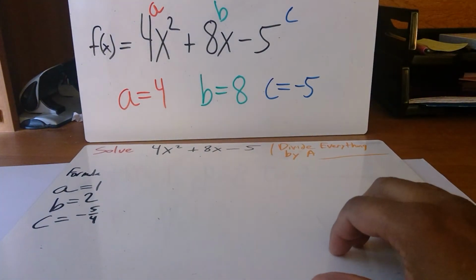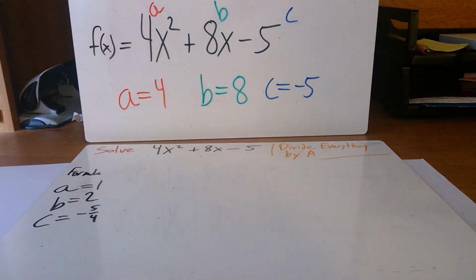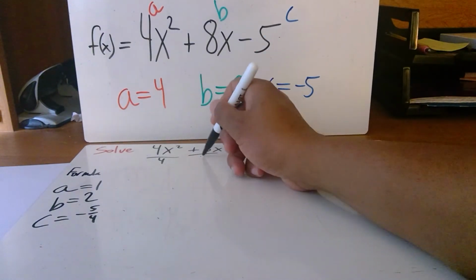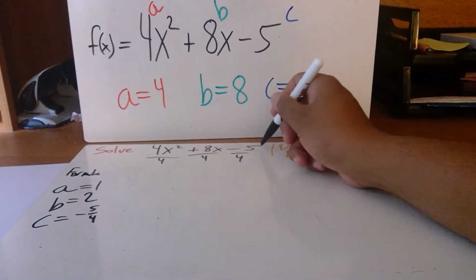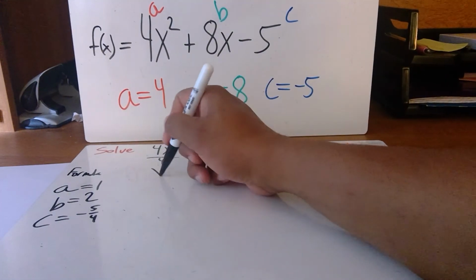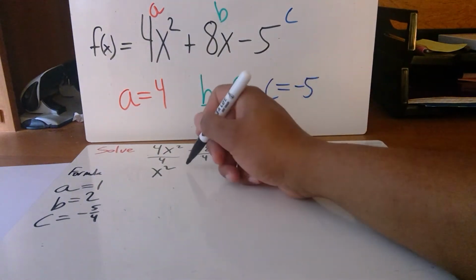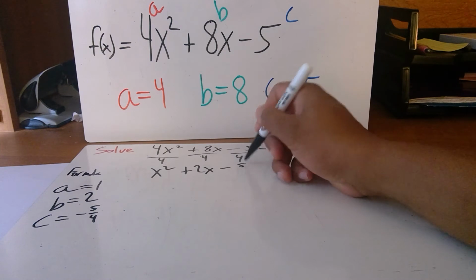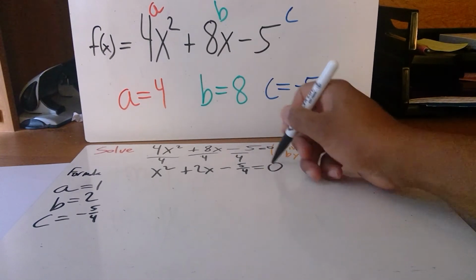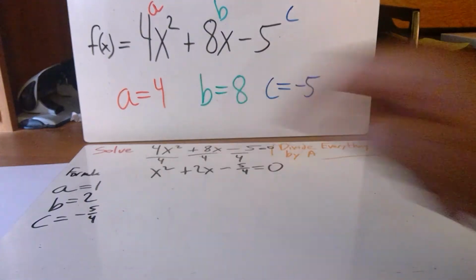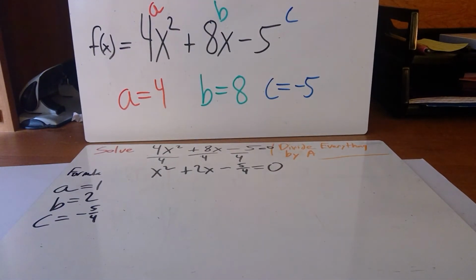Solve by completing the square. Once again, divide everything. A, B, and C divide by 4. So when I divide everything by 4, we end up with x squared plus 2x minus 5/4 equals 0. Here's my A, here's my B, here's my C. Formula time.